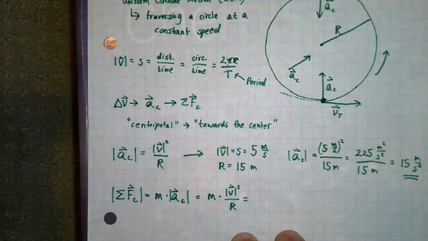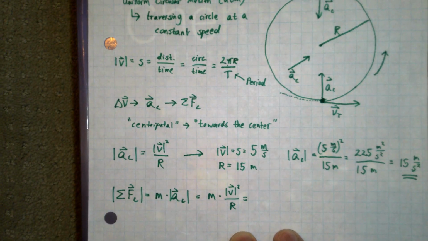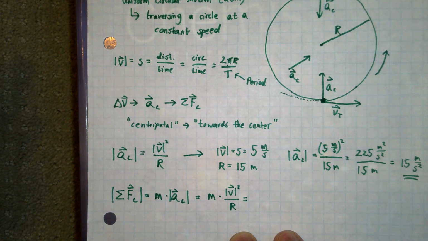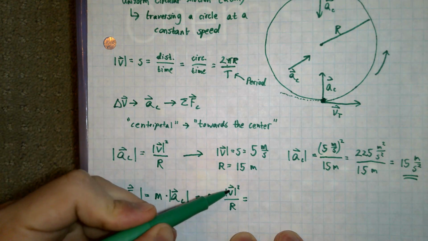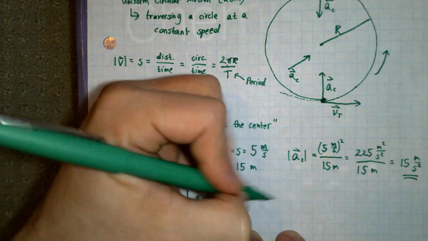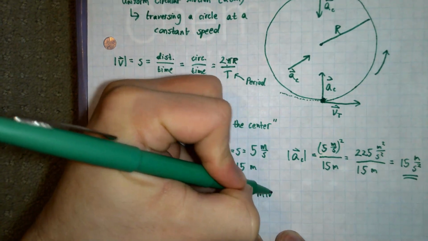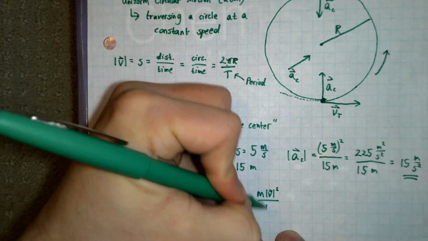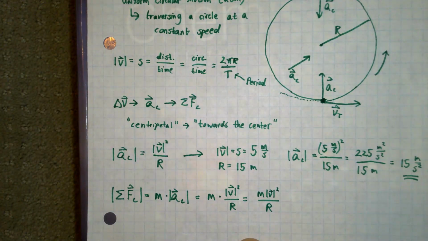And so we say, very simply, that the centripetal force, or the force needed to keep an object traveling around a circle with this radius, this velocity or speed, and this mass, is simply mv squared over r.